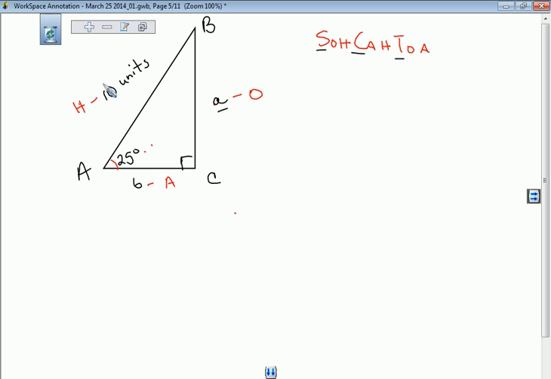So I always look at what is given, and I look at what they're asking for. Which trig ratio involves opposite and hypotenuse? Let's look at sine. So sine of angle A. Well, I don't have to write angle A because they actually gave me the degree measure today. So sine of 25 degrees is equal to the opposite, which is A, over the hypotenuse, which is 10.